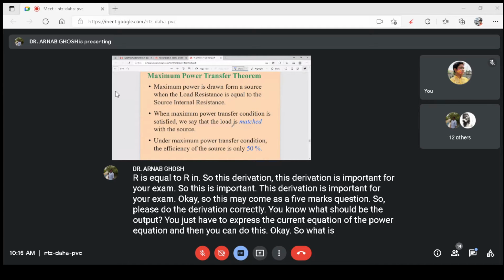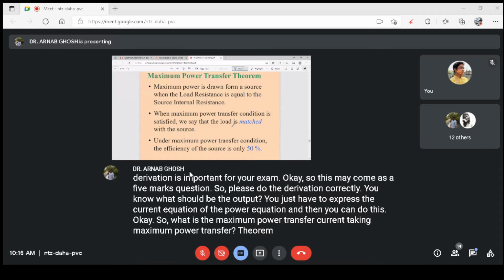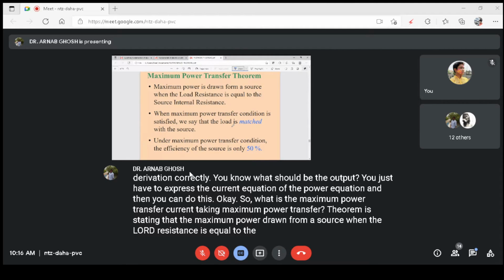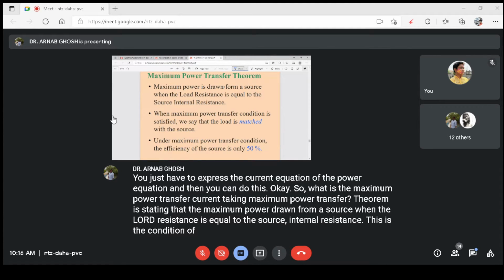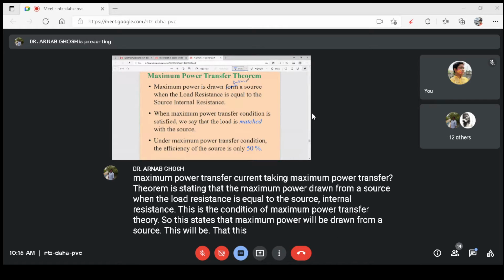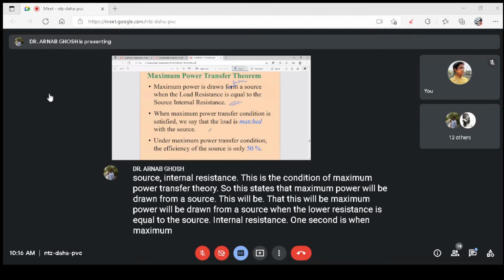So what is the maximum power transfer theorem stating? The maximum power transfer theorem states that the maximum power is transferred when the load resistance is equal to the source internal resistance. This is the condition of the maximum power transfer theorem. So maximum power will be drawn from a source when the load resistance is equal to the source internal resistance. Second, when the maximum power transfer condition is satisfied, the load is matched with the source.